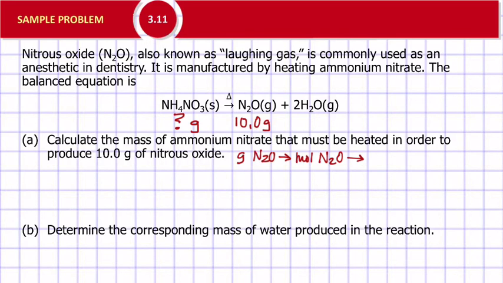Moles of N2O, and then I'm going to go to moles of the thing I'm looking for. Moles of NH4NO3. And then to grams. I ran out of room. NH4NO3. So I've got the path written out. That just tells me exactly what to do now.